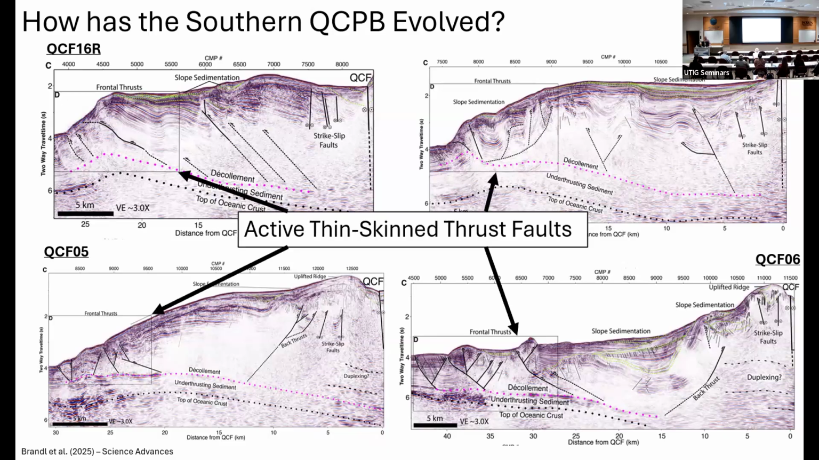Okay, and then at the deformation front, we have these active thrust faults.